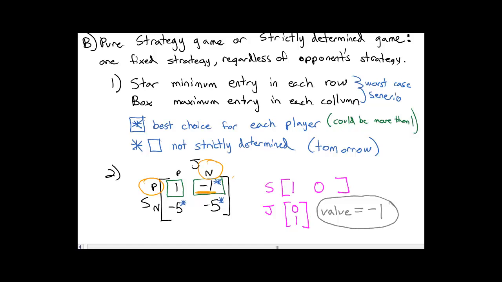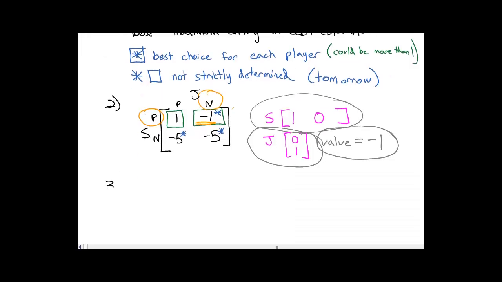So what we've got here is this way of finding the worst case scenario. Star the minimum entry in each row, box the maximum entry in each column, and then you can express the strategies for the row player, for the column player, and find the value of the game. What's the expected payoff of the game each time?